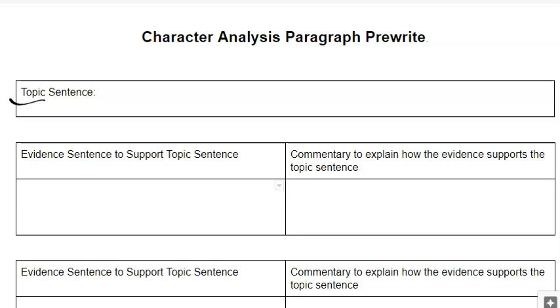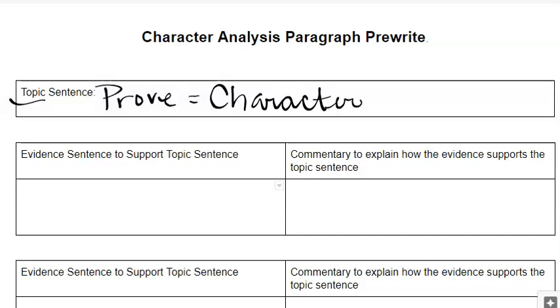The first thing is your topic sentence. Your topic sentence is what you want to prove about that character. It's not just, okay, I want to prove this random thing, but what do you want to prove about their character? What kind of person are they? And you have to think about, what does the evidence tell you about that character? All right? So the first thing is going to be what you're going to prove about the character.